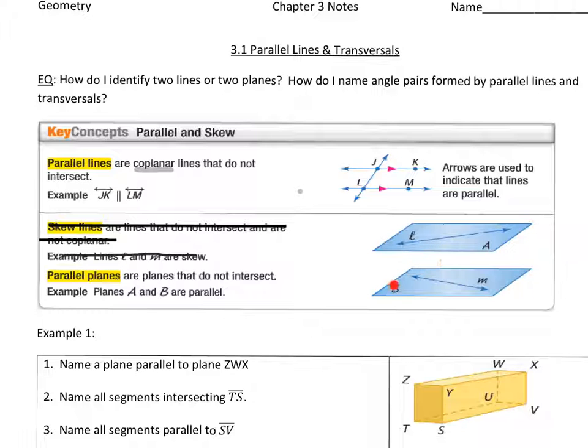So if these planes are parallel, even though in a two-dimensional space, or in a coordinate plane like you would normally see, these two lines right here look like they would not have the same slope, since they are on parallel planes, they will never actually intersect. That's kind of a strange concept. Anyways, moving on.